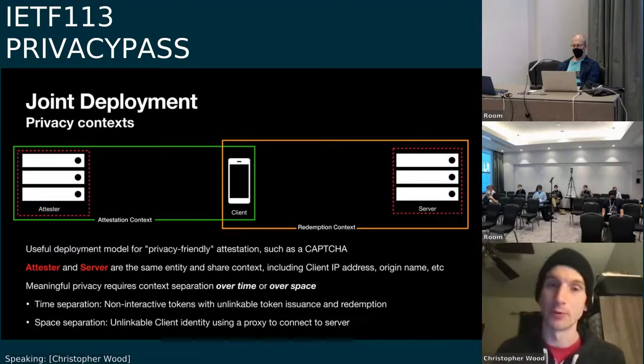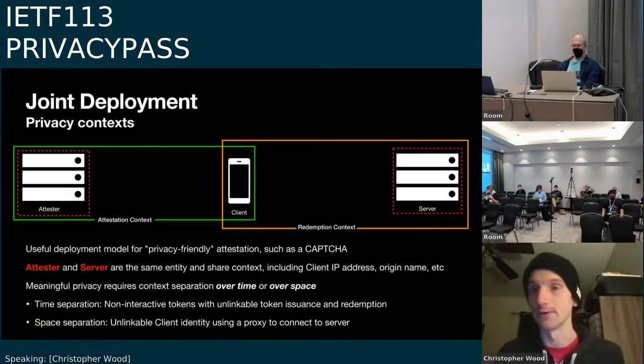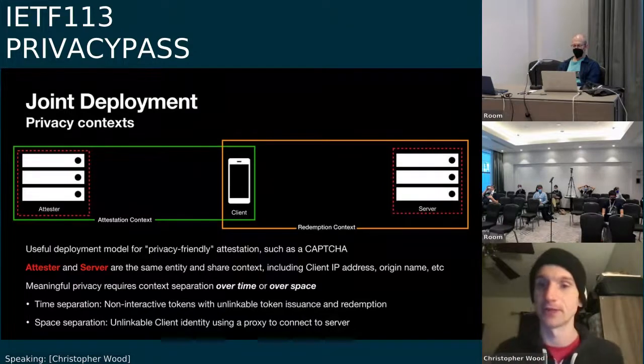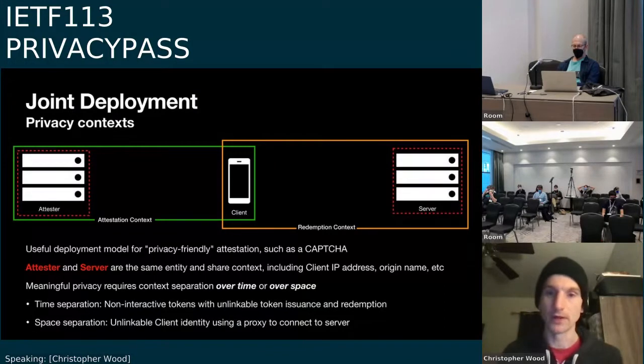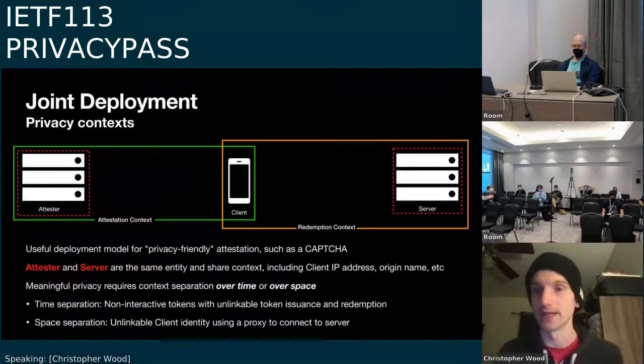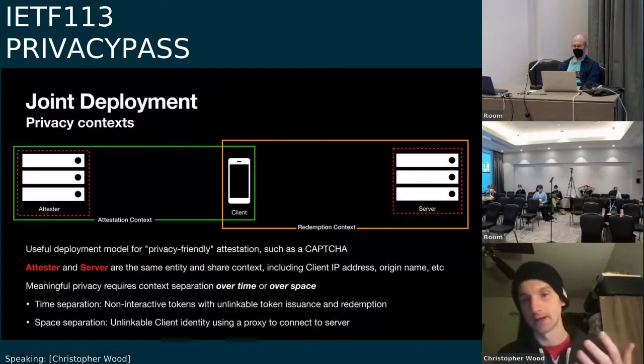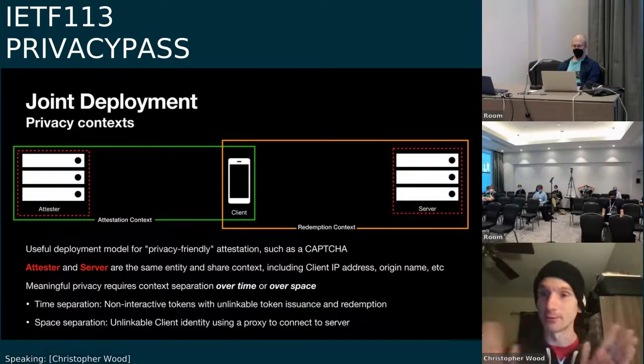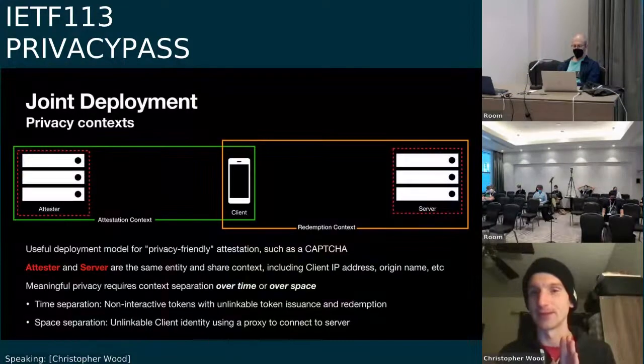So take, for example, what we call the joint deployment model, which is basically how Privacy Pass is deployed today, where the client interacts with an attester and a server for the purposes of solving CAPTCHAs as an attestation mechanism, and then spending tokens as a way to demonstrate that they solved CAPTCHAs at some point in the past. In this deployment model, the attester and server are the same entity. And so they have basically a shared view of the client during both interactions. They share the same IP address, or they will share their view of the client during the CAPTCHA solving process, as well as the presenting of the token during the redemption process.